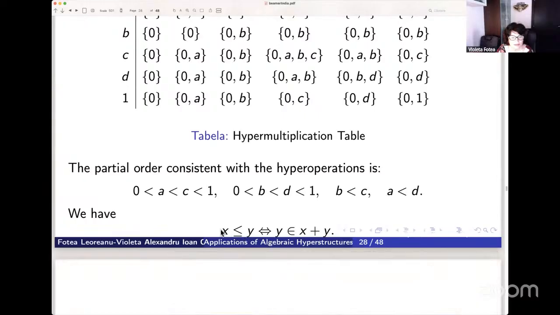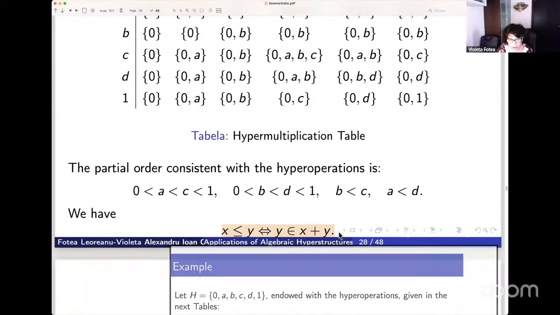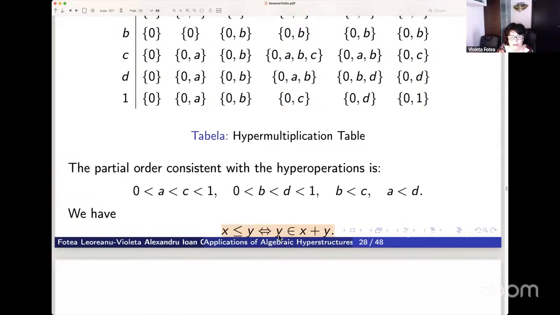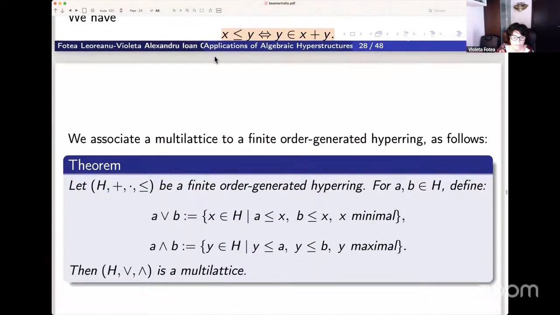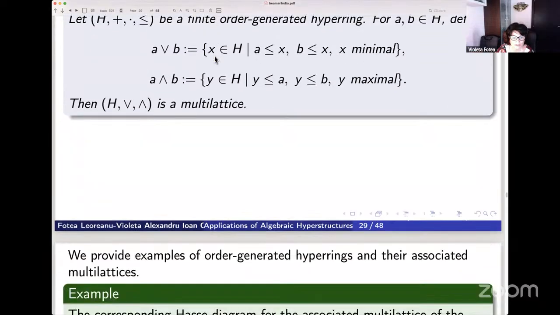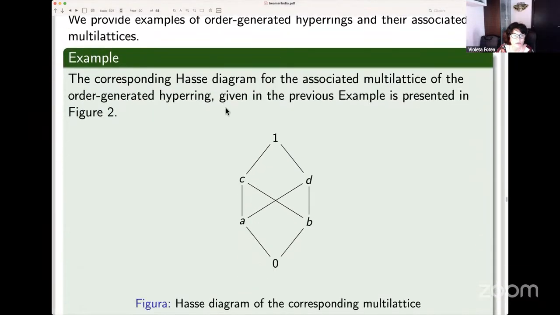The order is this one: x is smaller than y if and only if y is an element of x plus y. So, as I said, addition produces upper bounds of x and y. And using these tables, just a moment, I shall come back, we obtain this diagram.